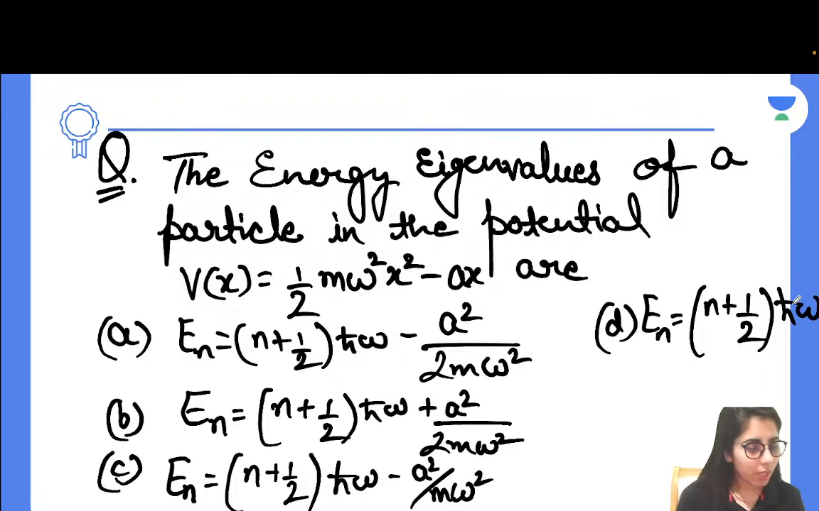Try, try, try. Okay, let me just tell you the steps you have to take here. So basically, in that potential, we will take half m omega square common first of all. So the remaining term will be x square minus 2ax over m omega square.